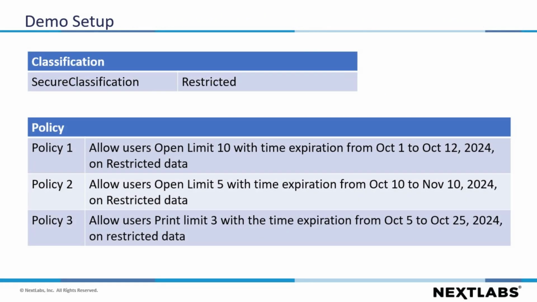In this demo, I will use restricted label in secure classification. The following three policies are used. Policy 1 allows users open limit 10 with time expiration from October 1st to October 12th, 2024, unrestricted data. Policy 2 allows users open limit 5 with time expiration from October 10 to November 10th, 2024, unrestricted data. Policy 3 allows users print limit 3 with the time expiration from October 5th to October 25th, 2024, unrestricted data.